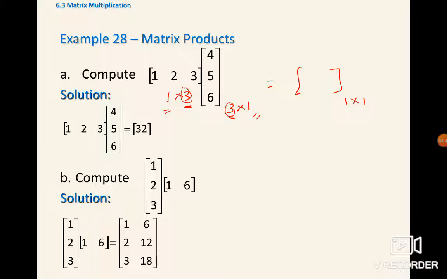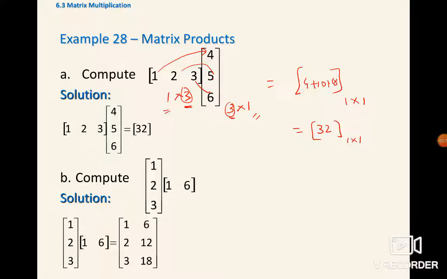So now how to multiply? First element goes with the first element. This is actually the sum of the products. Multiply and then add them. First element goes with the first element, second element goes with the second element, third element goes with the third element. Multiply it. First element is 1 into 4, 4, plus 2 into 5, 10, plus 3 into 6, 18. So the total is 4, 14, 32. 32 is the 1 by 1 matrix.